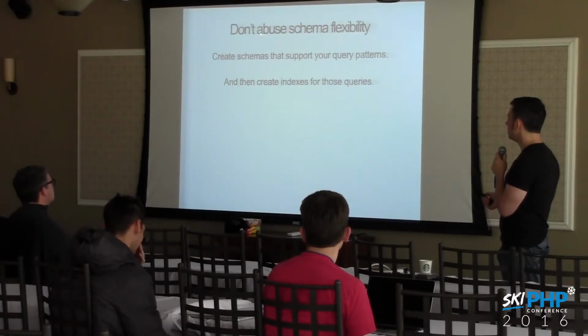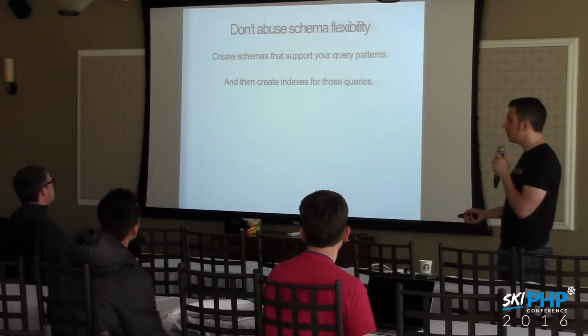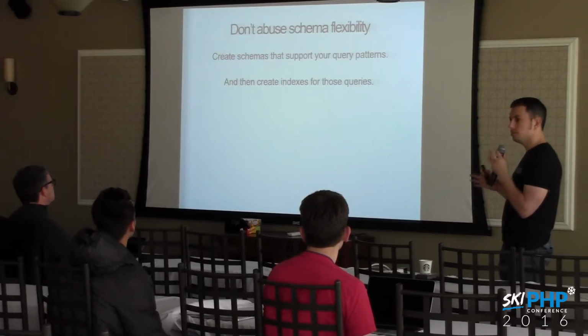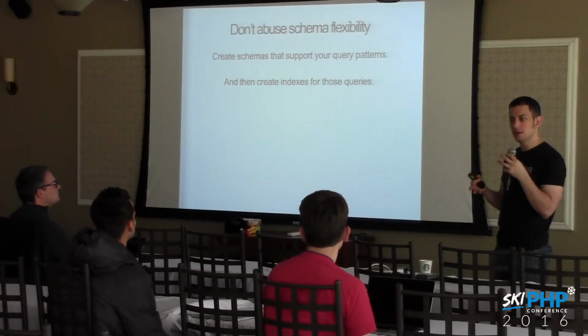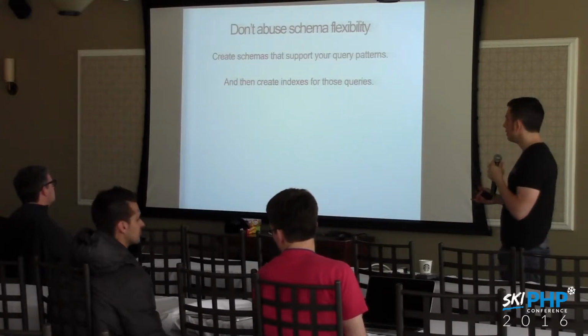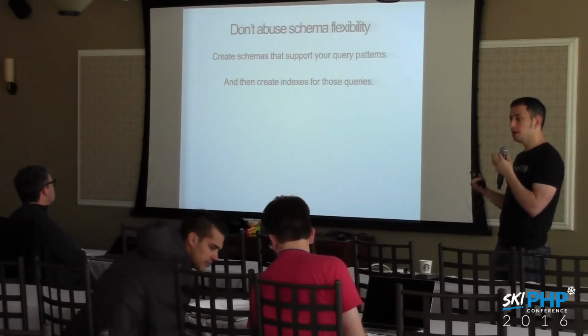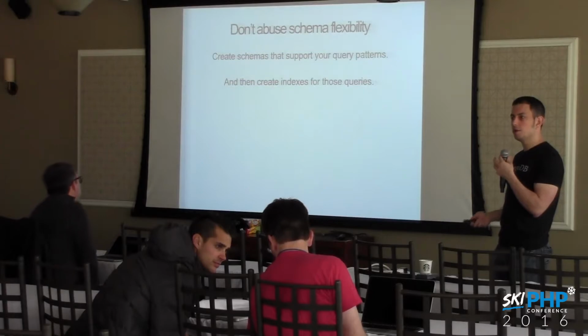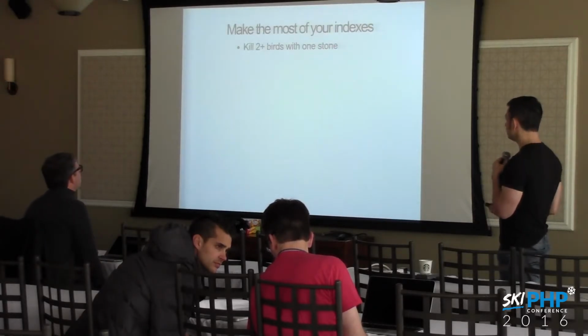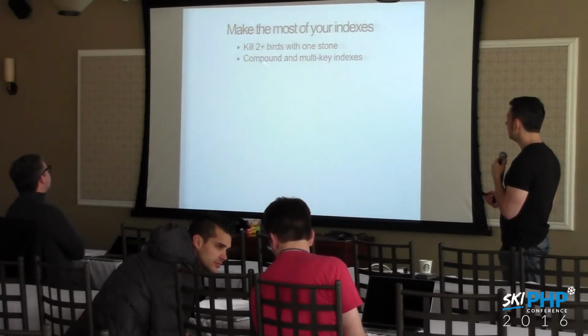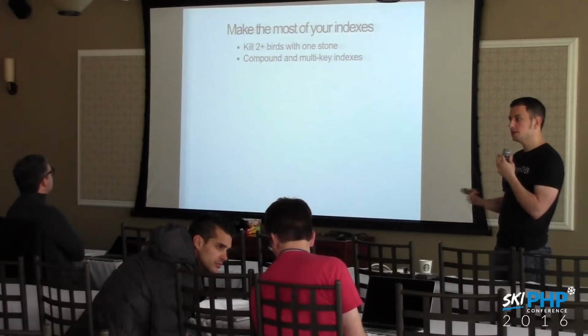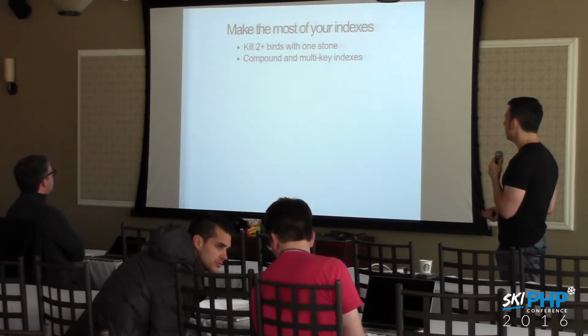So even though Mongo gives you full schema flexibility, you want to create schemas that best support your query patterns and then tailor that to the number of indexes you create. Because there's a trade-off: ideally you don't want one index per query. You want to have indexes that support multiple queries. Additionally, compound indexes are indexing multiple fields at once. The same principles as with SQL databases apply there.